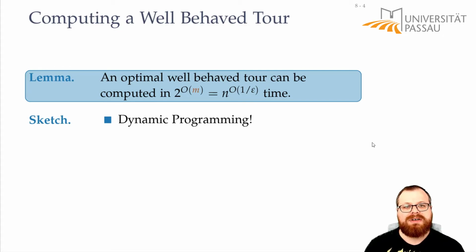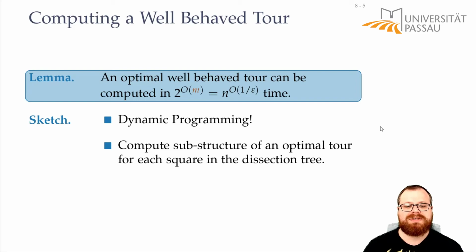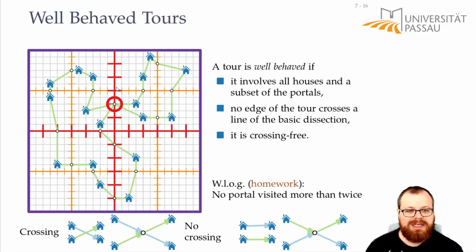The dynamic program finds for every square an optimal solution with some more restrictions. And this dynamic program computes for every square in the dissection tree an optimal tour with some more restrictions. So actually it computes many optimal tours, because when we are down here in the square, we don't know yet where it will have to connect to the next ones. But we can guess which of the portals we have to use. So if for all combinations of portals we can use, we found the optimum one, then we can combine these somehow to get a well-behaved tour for the larger one.